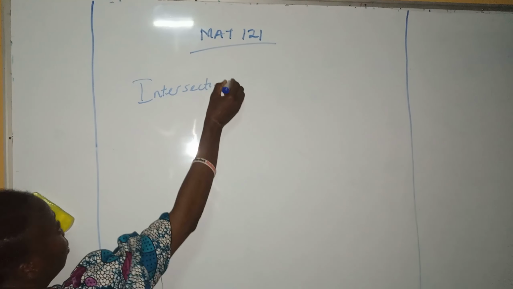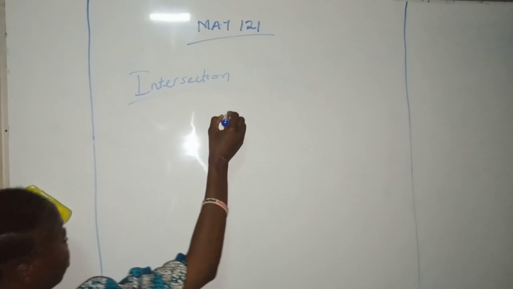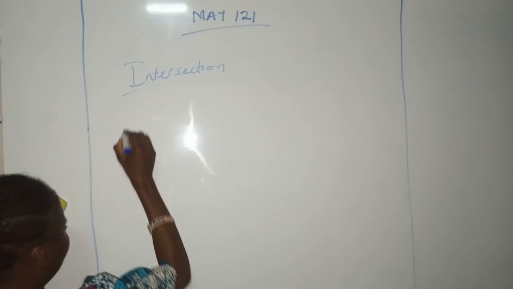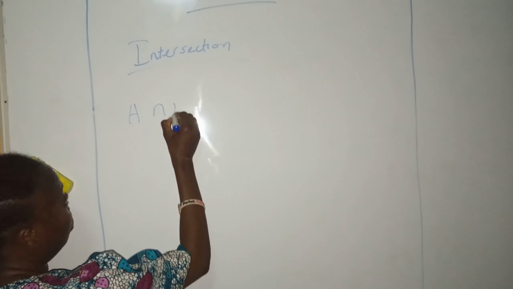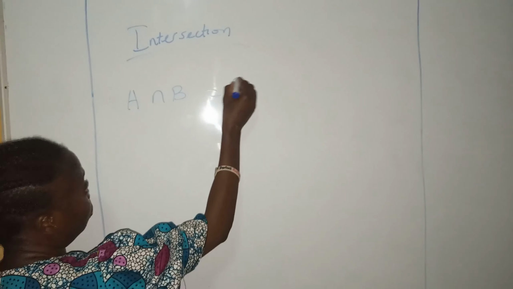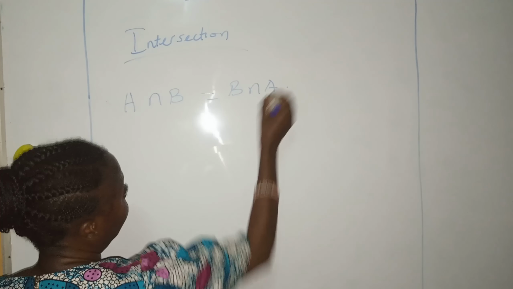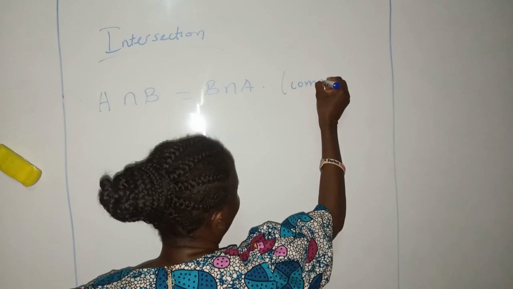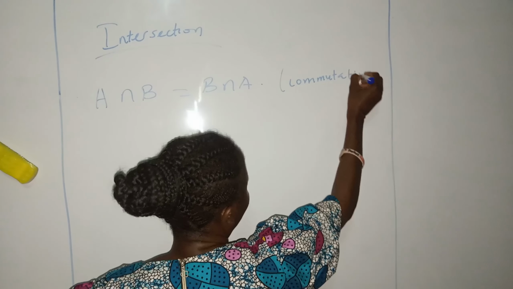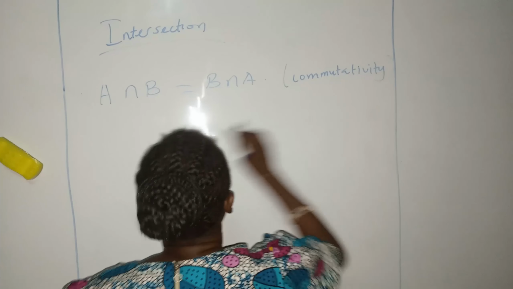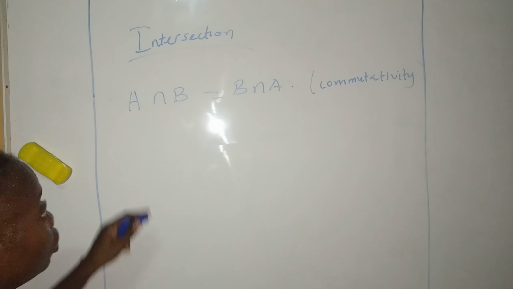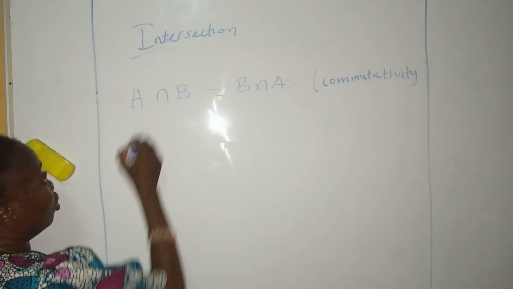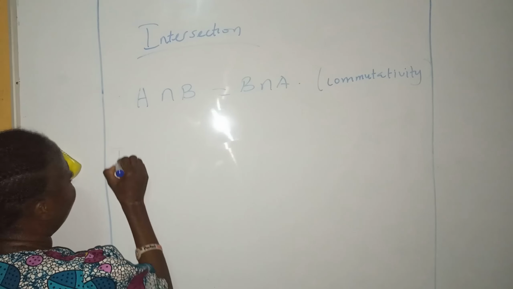Intersection. A intersection B is equal to B intersection A. That is the commutative property. Commutativity property is owned by the intersection of two sets.